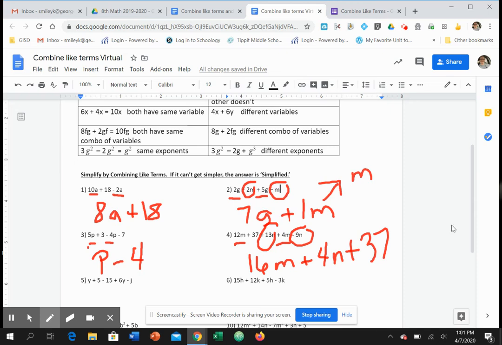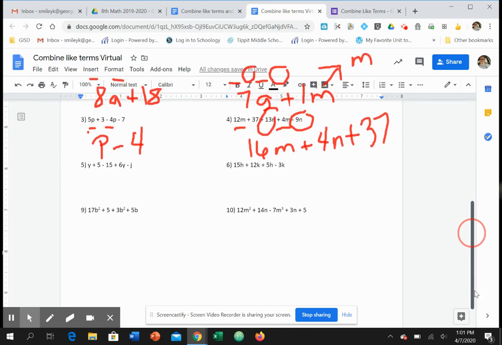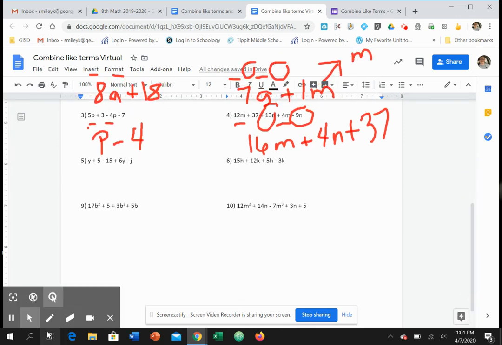Okay, not too bad. Let's look up here and scroll a little bit, and get back to my mouse. All right, so let's look at number 9 and 10 where they actually have an exponent. You will have one or two like that. So we have b squared plus b squareds.